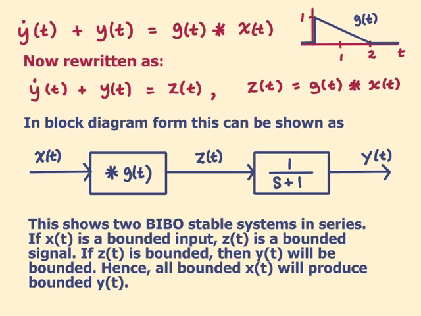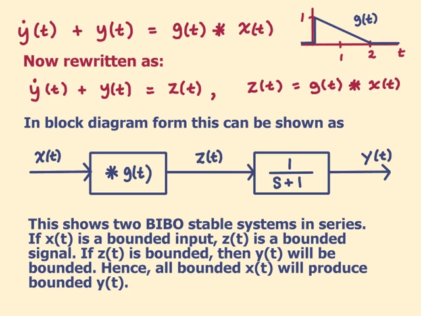This idea can be expressed in block diagram form as shown here. We have x of t entering into a system, and that system does a convolution of x with g and produces z. And then z goes into the transfer function 1 over s plus 1 to produce y. A bounded x will produce a bounded z, and then a bounded z will produce a bounded y. So that means every bounded x must produce a bounded y.